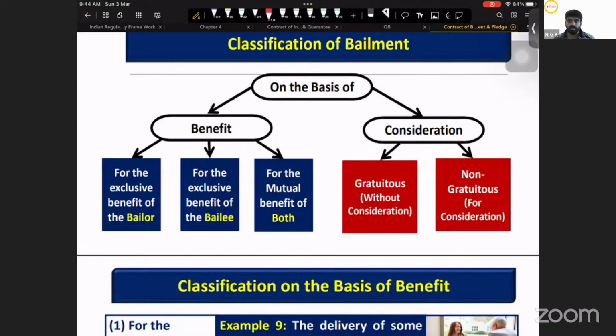Again, two types of bailments based on consideration. Based on benefit, we have three types: bailment for the exclusive benefit of the bailor, bailment for the exclusive benefit of the bailee, bailment for the benefit of both the parties. With respect to consideration, we have two types of bailment, gratuitous bailment and non-gratuitous bailment.